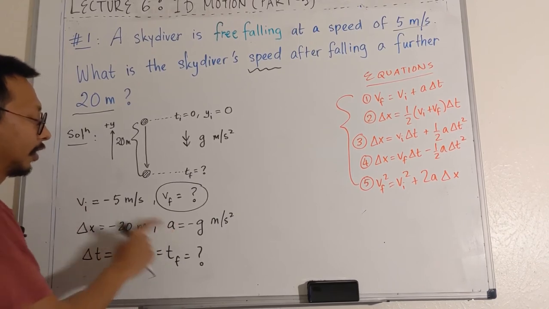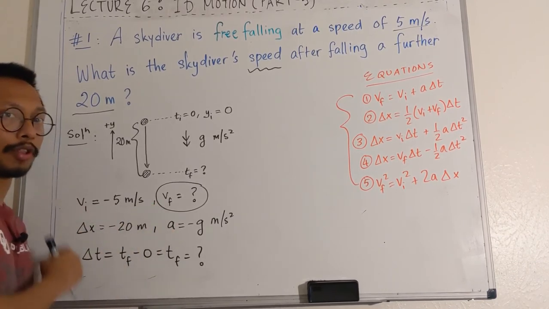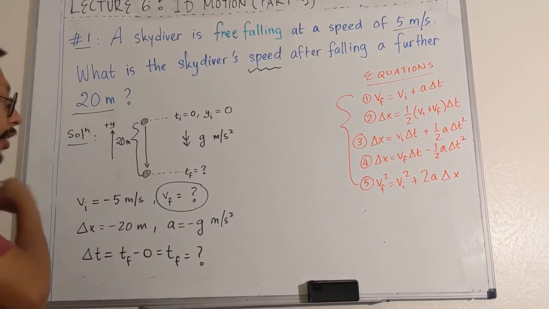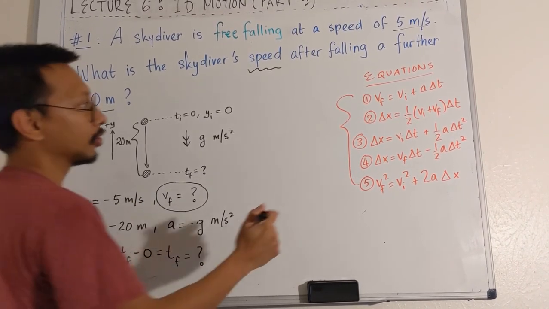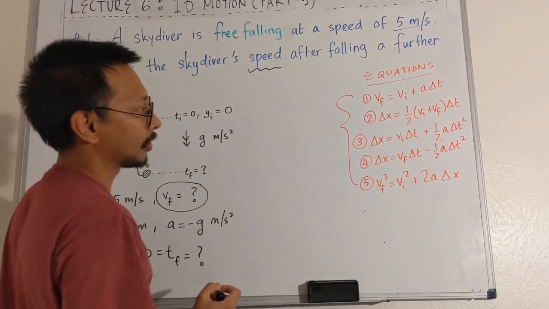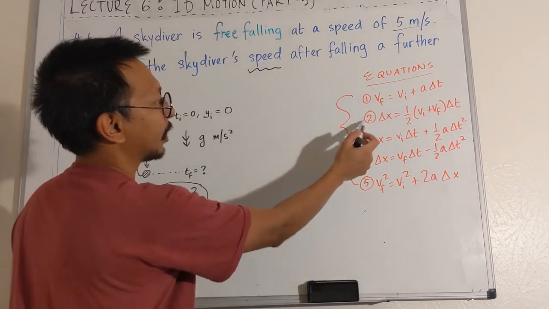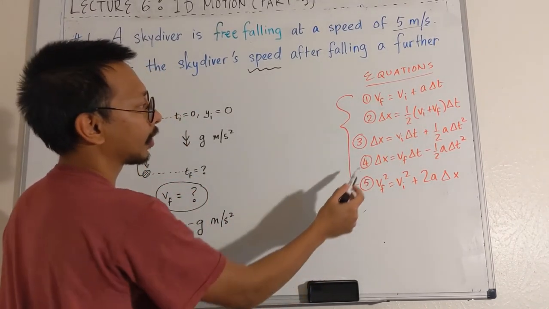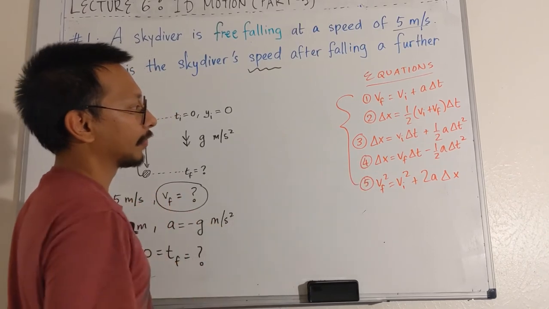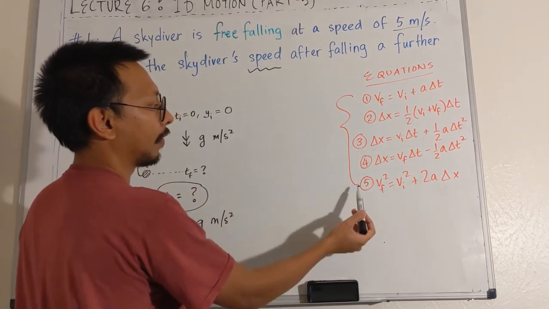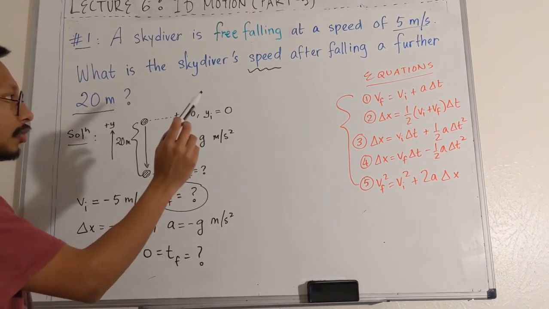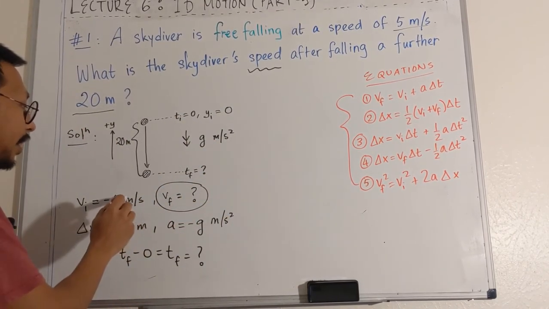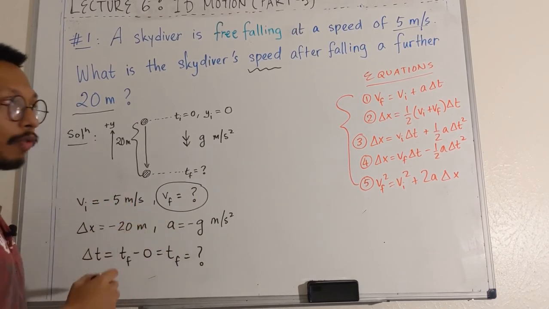So we have 3 variables. We want to find the fourth, which is final speed. So we need an equation that has the target variable in it. So what are those equations? First equation has vf, second equation has vf, fourth equation has vf, fifth equation has vf. Now we want to choose the equation that has all of these 3 other known variables.